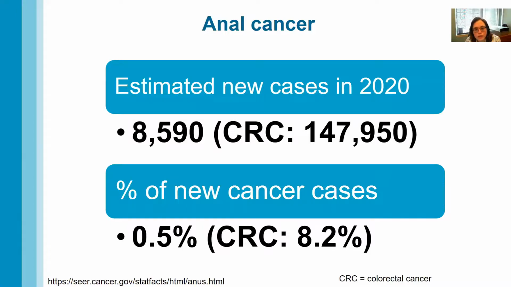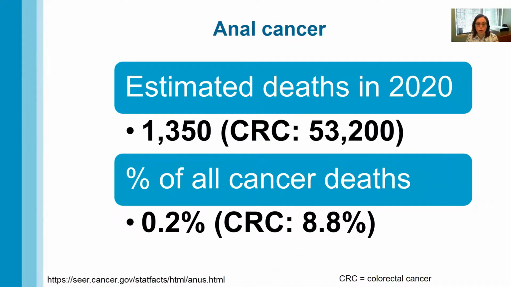According to the Surveillance, Epidemiology, and End Results Program associated with the NIH, also called SEER, new cases of anal cancer account for only 0.5% of new cancer cases, compared to 8.2% for colorectal carcinoma. It also accounts for only 0.2% of all cancer deaths, compared with almost 9% for colorectal cancer.